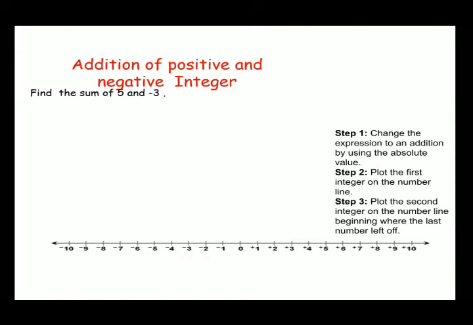Sum of a positive and negative integer. Find the sum of 5 and minus 3. Here positive is 5 and negative is minus 3. You have to find out the sum. So first draw the number line. Afterwards, from 0 we will move 5 steps and reach at 5. After that you have to add minus 3, means 3 steps you have to come back. 1, 2, 3. We have reached at 2. So the answer will be 2 over here.